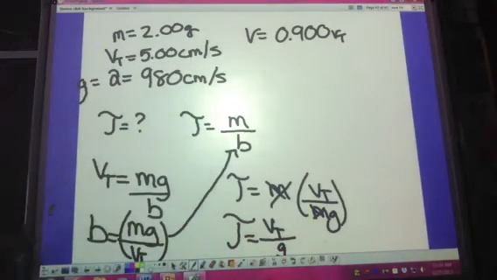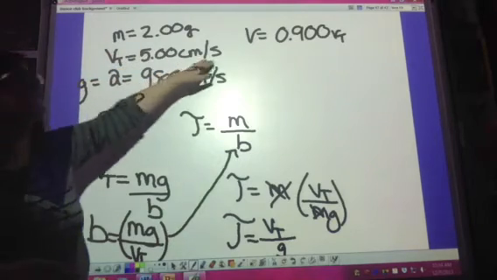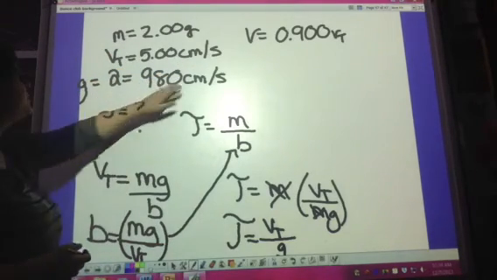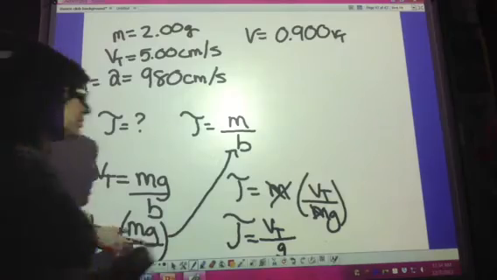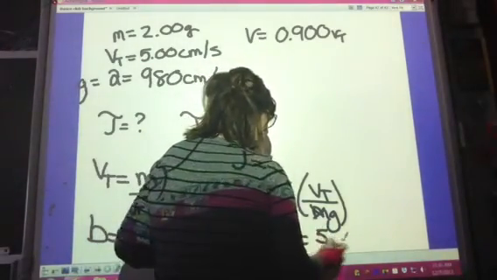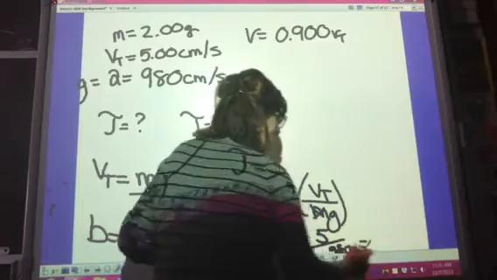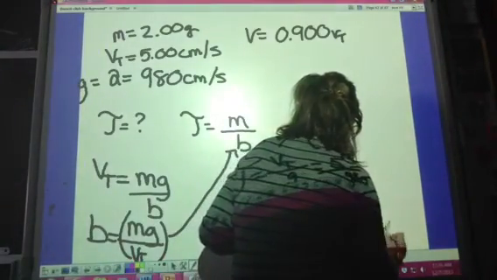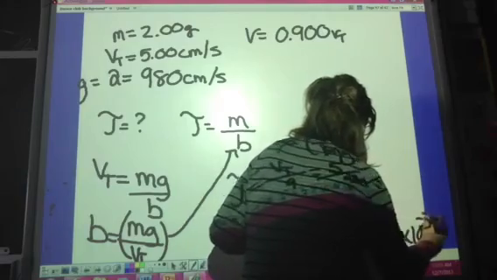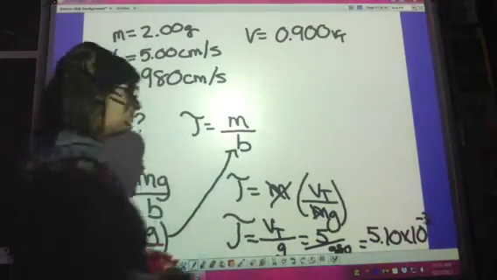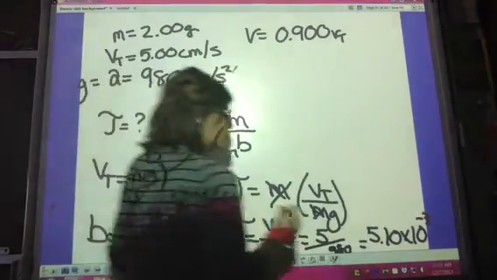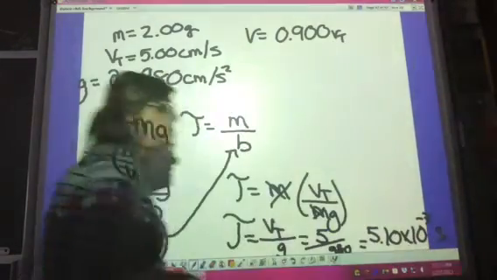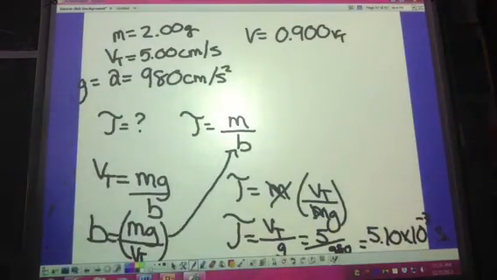Well, do I have those things? I do. I know terminal speed is 5 centimeters per second, and I know acceleration due to gravity is 980 centimeters per second squared. So if I take my 5 divided by that 980, that should give me 5.10 times 10 to the negative third. Oh, sorry guys, that should be seconds squared in the denominator, and that would give seconds. So we should get our tau to be 5.10 times 10 to the negative third seconds.